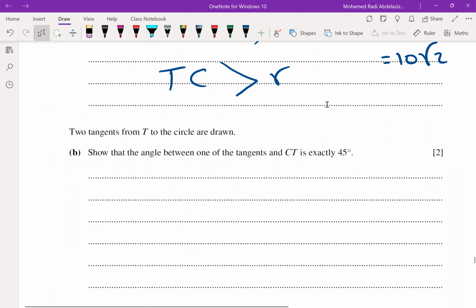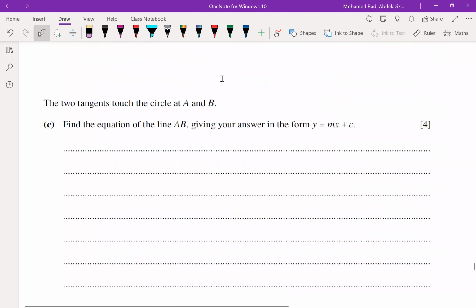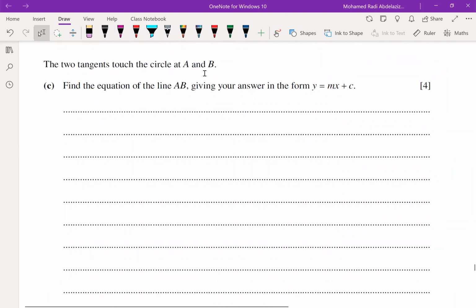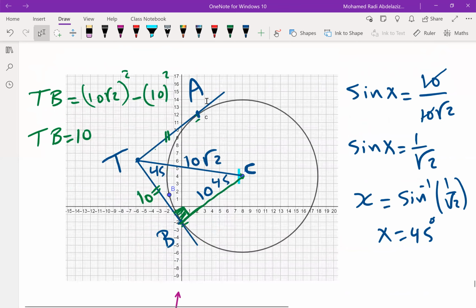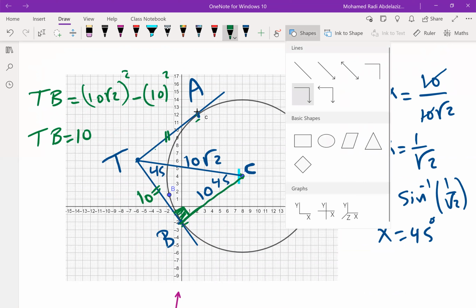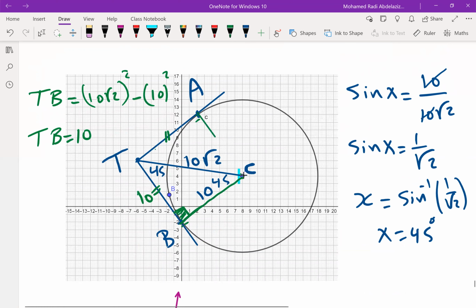This is part B. Part C: the two tangents touch the circle at A and B. Find the equation of the line AB, giving your answer in the form y equals mx plus c. By looking at this shape, if we join the side of AC, what is the name of this shape? We already have this side is 10, this side is 10, this side is 10, this side is 10. So this shape is a square.